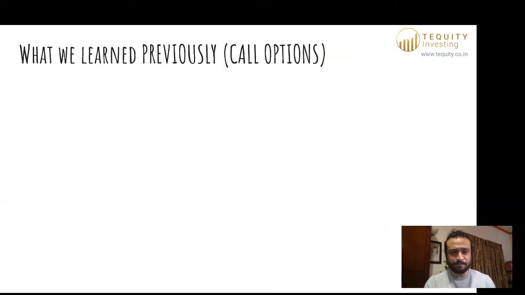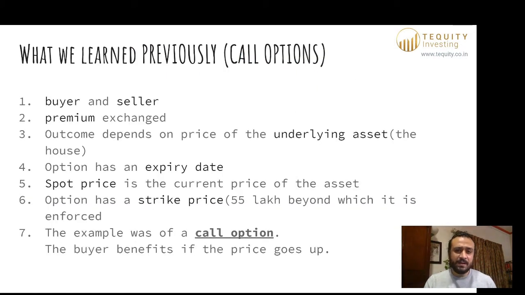So, let's begin. First, we will recap what we learned previously. There are two sides to a trade. There is a buyer and a seller, and a premium is exchanged between the two. The outcome of the option is determined by the price of the underlying asset and the expiry date of the option. The spot price is the current price of the asset, and each option has a strike price beyond which it is enforced, right?